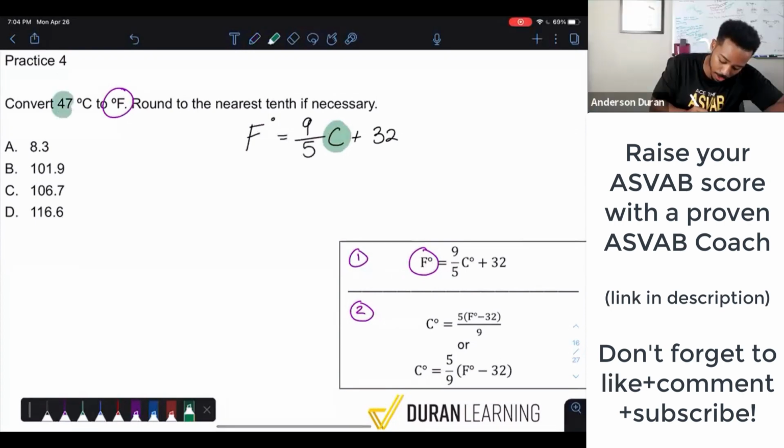47 right there. That was 47. And so what we're going to do here is plug in that 47. So we have F equals 9 over 5 multiplied by 47 plus 32.